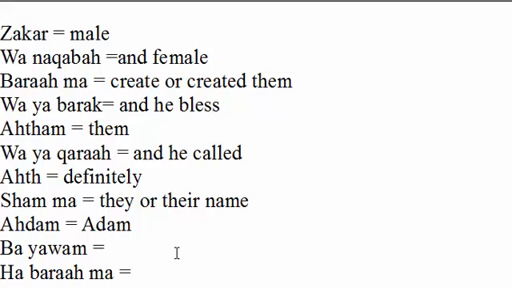All right. So Ba at the beginning of a word when it's not connected is in. Yawam is day. And then Ha bara ama. Ha at the beginning of the word when it's not connected is the. Bara'a is create or created. Ha-ama at the end of a word is them or they, plural. So it says Zakar wanakwaba bara'ama wayabarak atham wayakwara'a ath shamma adam bayawam habarama. Male and female created them, and he blessed them, and he called definitely their name Adam in the day they were created, on the day he created them.